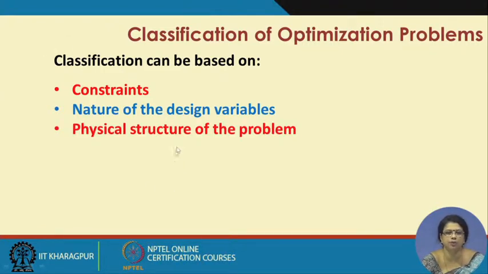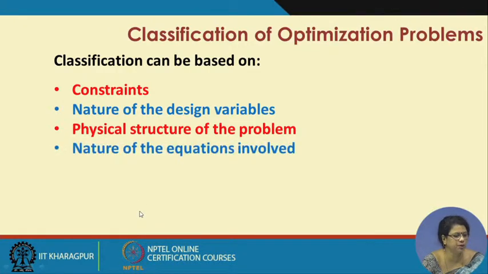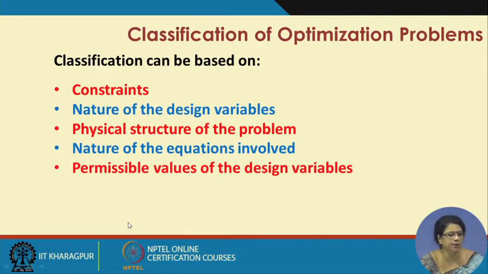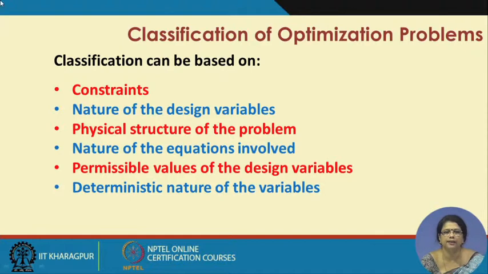The physical structure of the problem is one thing, and the nature of the equations involved. This is one part, and the permissible values of the decision variables. Sometimes the optimization model works on stochastic variability. That is why the stochastic nature is being captured: the parameters involve stochasticity, we consider the corresponding probability distributions of those, and we prepare the optimization model for that.